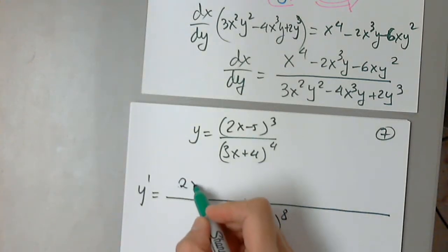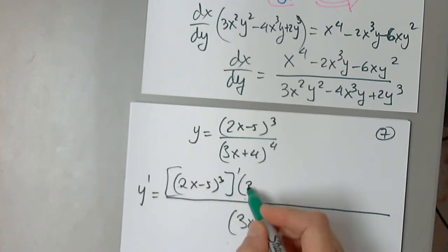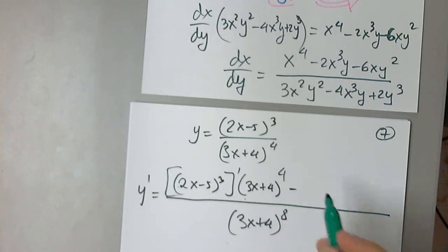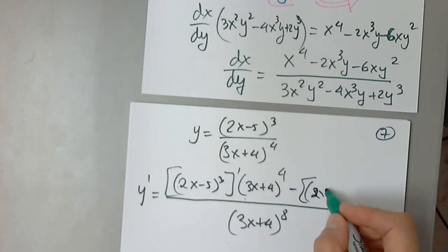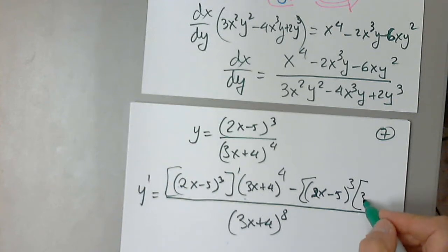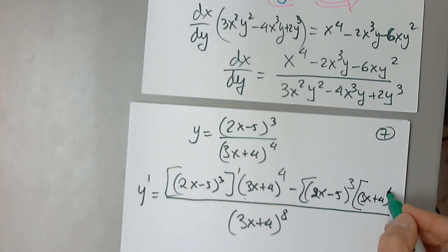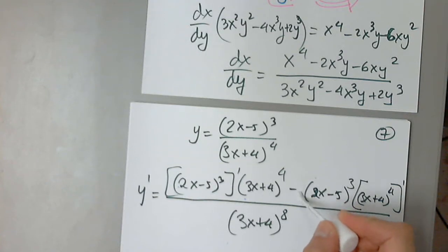The first step would be 2x minus 5 to the 3rd, prime, times 3x plus 4 to the 4th. And then minus 2x minus 5 to the 3rd times 3x plus 4 to the 4th, prime. I normally don't write this step, but I think it's useful for you to see it.